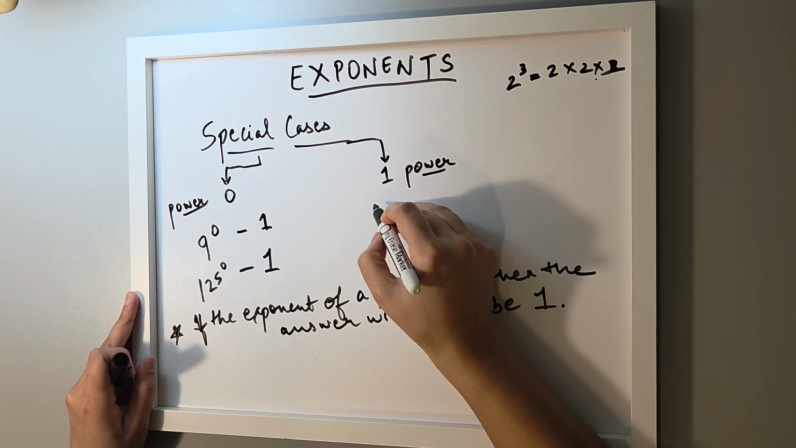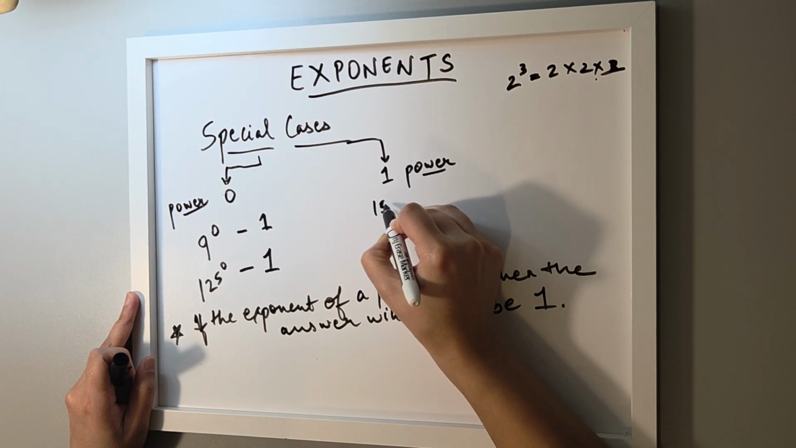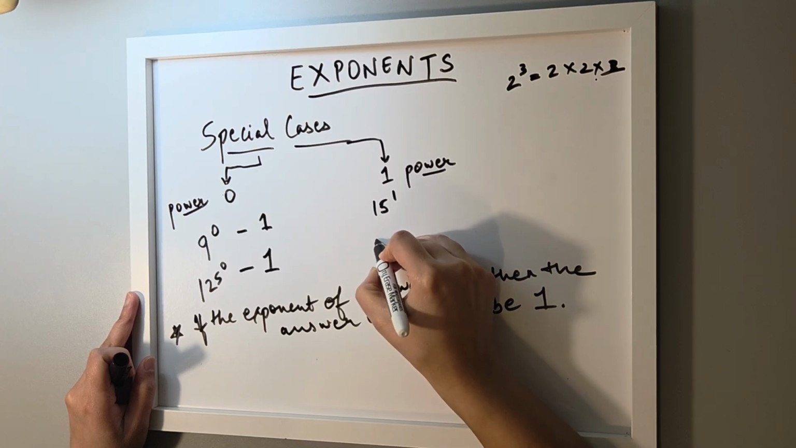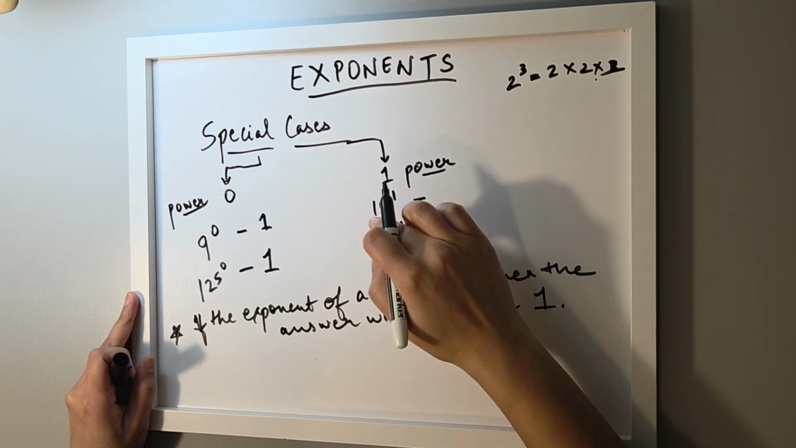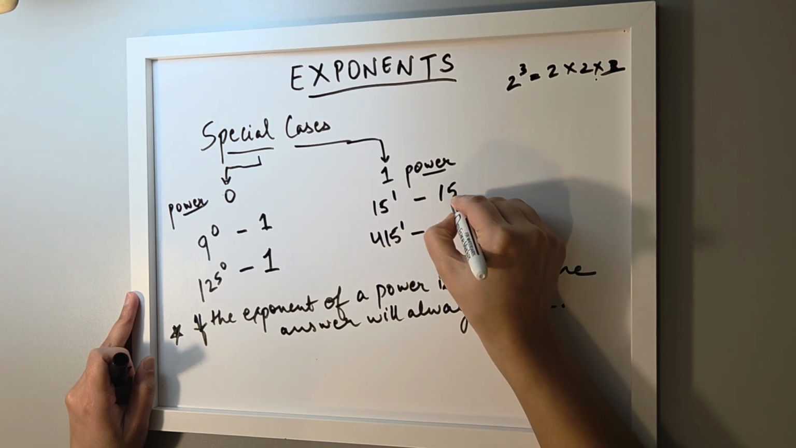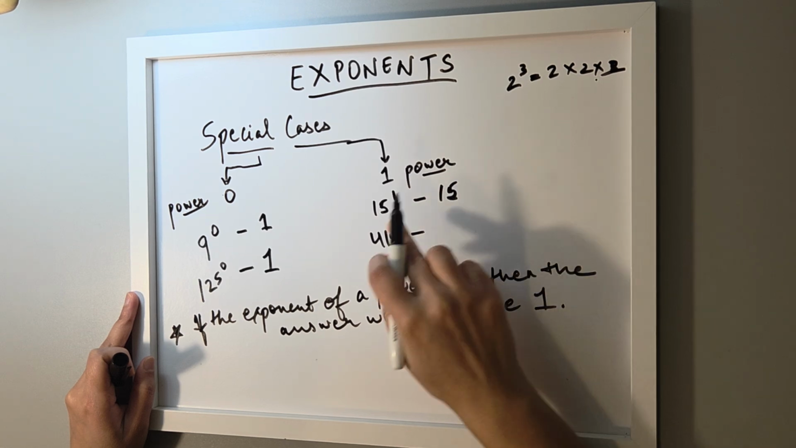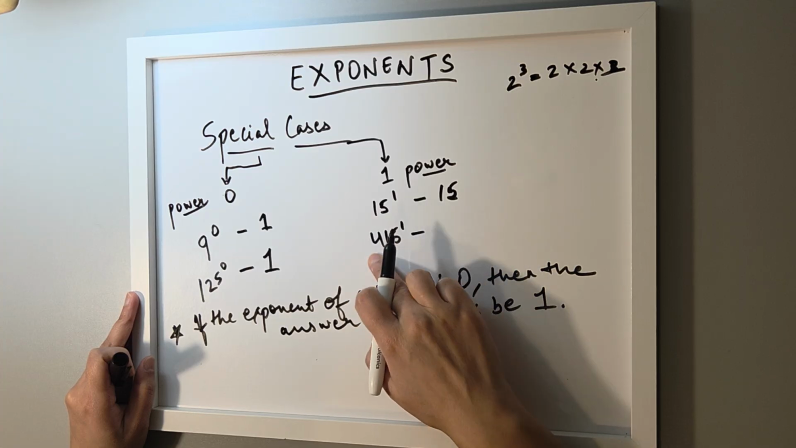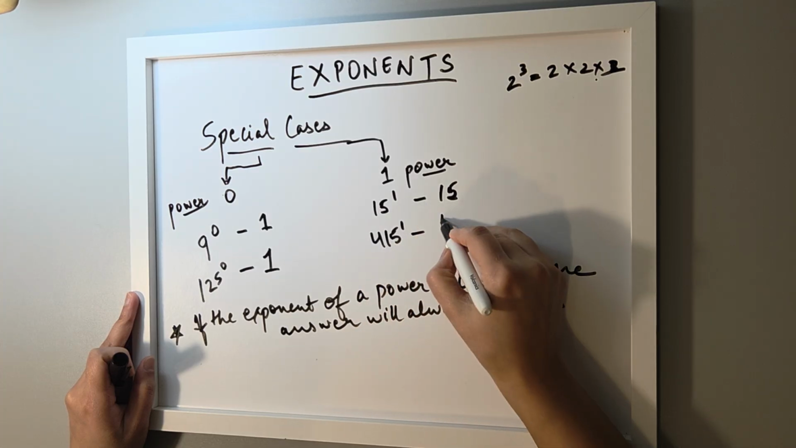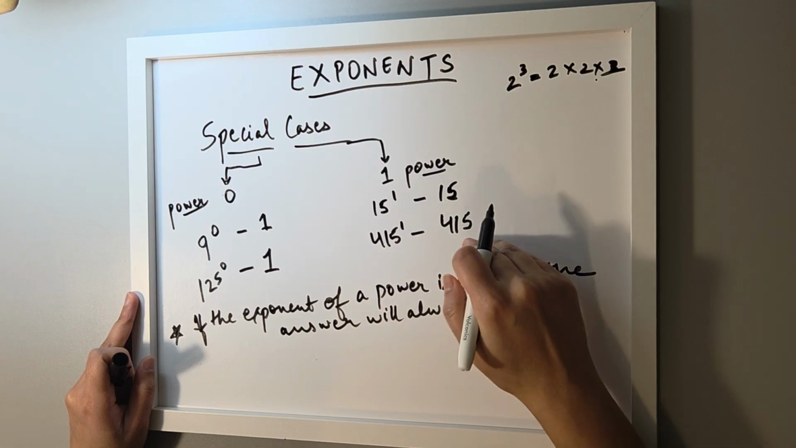Okay, so if we have, say, 15 to the power of 1, or say big number 415 to the power of 1. Okay, so this means 15 multiplied how many times? Just 1, right? So the answer is the number itself, so 15. Similarly, like for 415, how many times? Just 1 time, so it's the number itself.